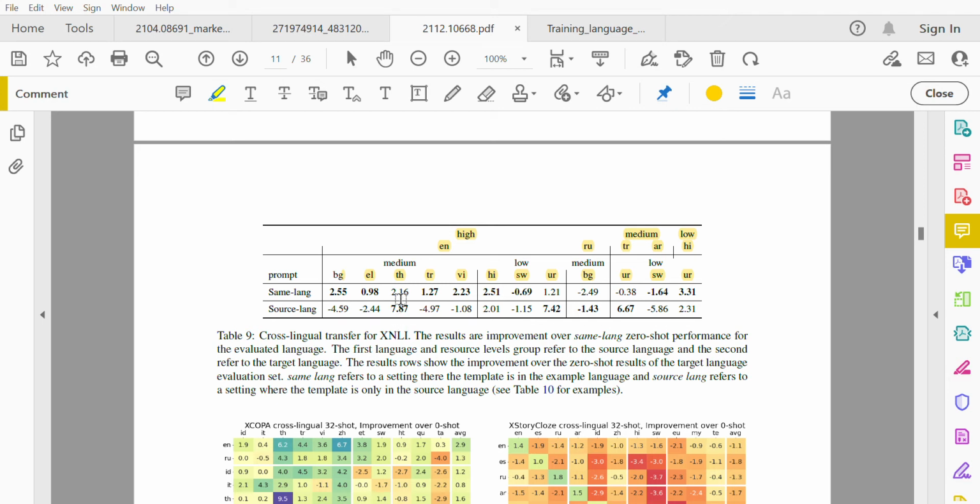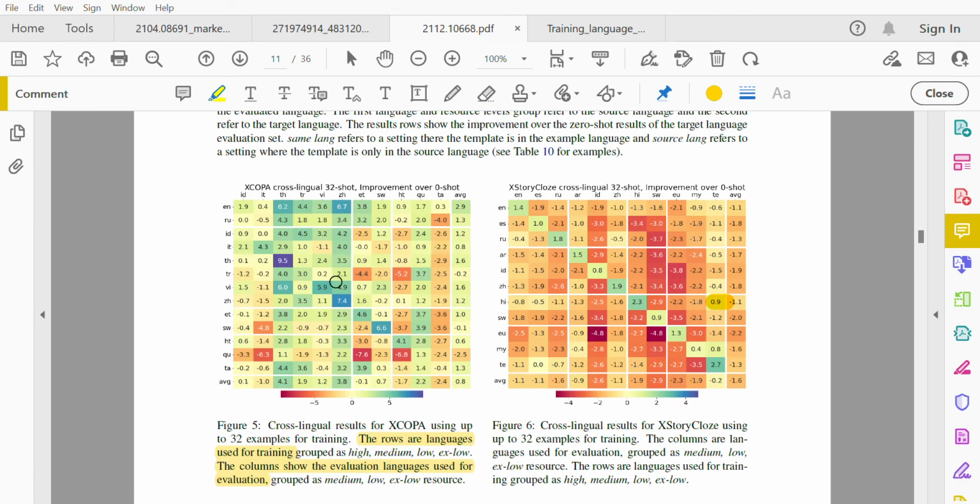In the case when we're looking at Thai, obviously there's a huge bump up in performance when using English, but in a lot of these cases we see using the same language is going to be better for these models. So I don't think that there are clear answers here. This is a somewhat similar phenomenon that they're looking for in cross-lingual transfer. The rows are languages used for training, columns show the languages used for evaluation, right? And they're again doing this 32-shot improvement over 0-shot.